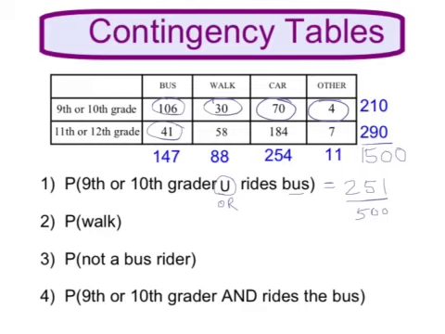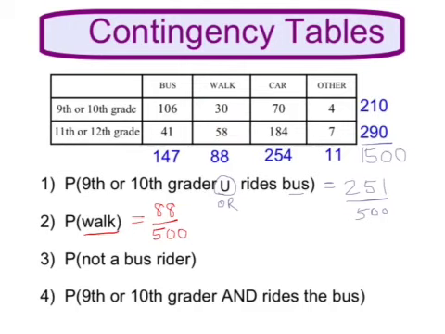Number 2 asks for the probability that I'll randomly select someone who is a walker. To find the probability of a walker, I'm going to go to my table and I'll circle anyone who walks. So those 2 circled numbers are walkers, and so I can say that 88 out of 500 is the probability that I'll find a walker.